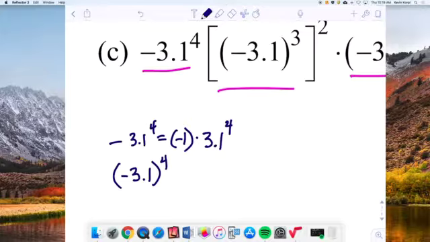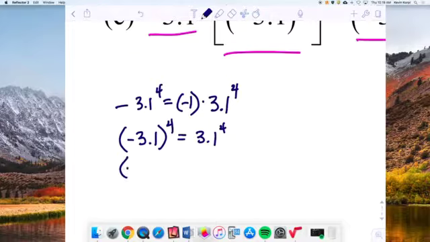Now, just to take note, what would happen if you raise any negative number to an even power, like squared, 4, 6, or whatever? What happens to that negative? It becomes positive, right? Because you're pairing them up, and a negative times a negative is a positive. So any negative number raised to an even power is just going to be the positive version of that number raised to an even power.